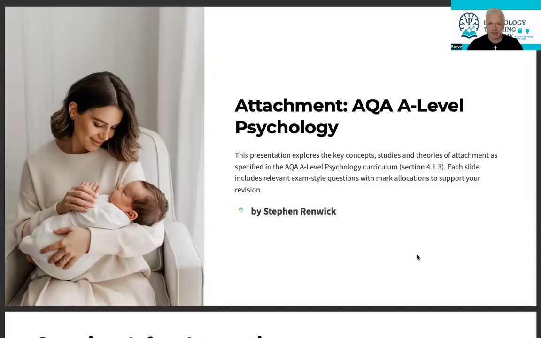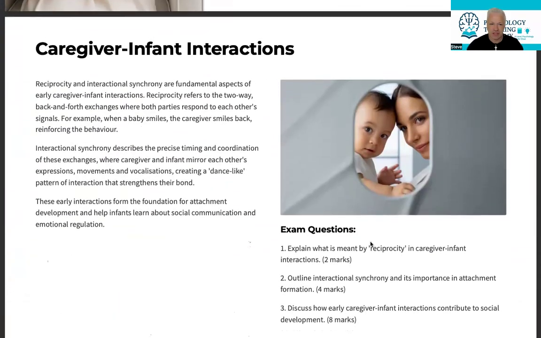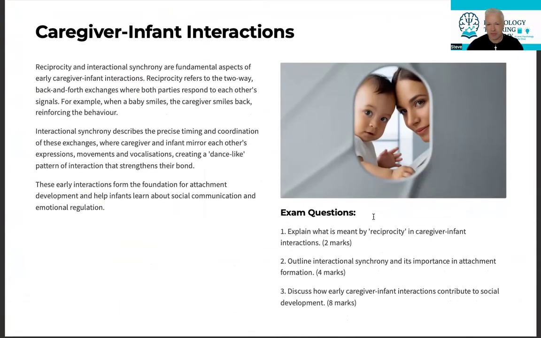Okay, welcome to attachment. An attachment is an emotional reciprocal bond between infant and caregiver, usually the mother. So the first thing we look at is caregiver-infant interactions, so how the baby interacts with the mother. You'll look at things like reciprocity, interactional synchrony, caregiver ease. So these are ways of how the mother and baby communicate with each other.